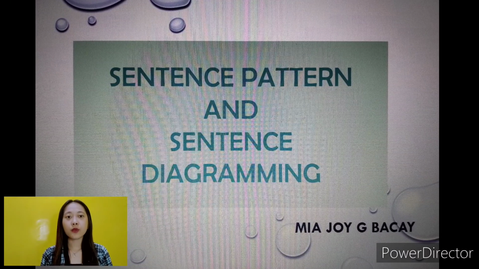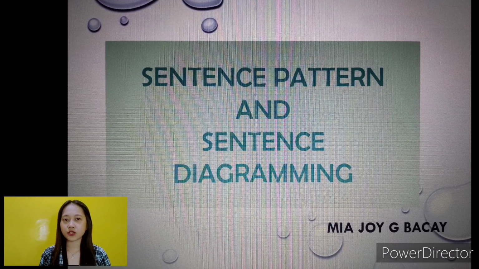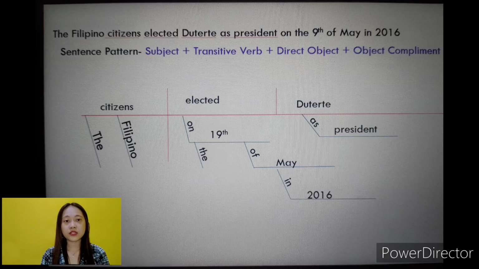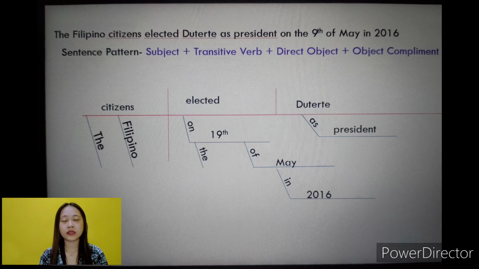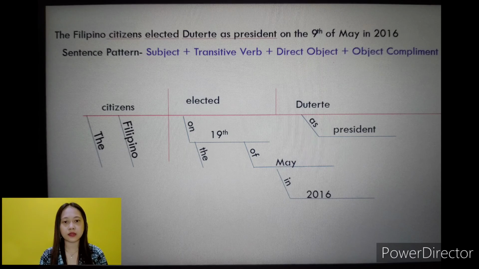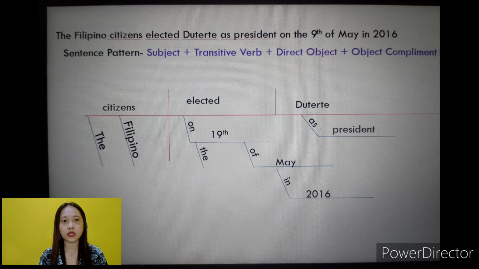I'm going to explain the sentence pattern and sentence diagramming of each sentence. In sentence number 1, the Filipino citizens elected Duterte in the 9th of May in 2016. The sentence pattern of this sentence is STVDOOC.